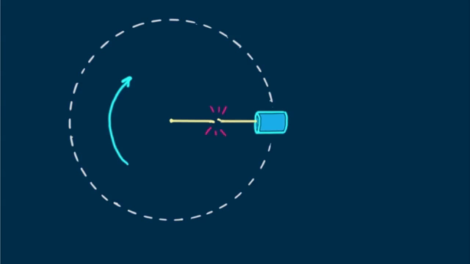Suppose the string breaks. In what direction will the can travel? Will it travel outward like this? No way! With no force holding it in a circle, in accord with Newton's first law, it will move in a straight line that is tangent to its path at the moment the string breaks. In fact, we say the velocity of the can moving in a circle is tangential velocity, velocity that is tangential to the path.